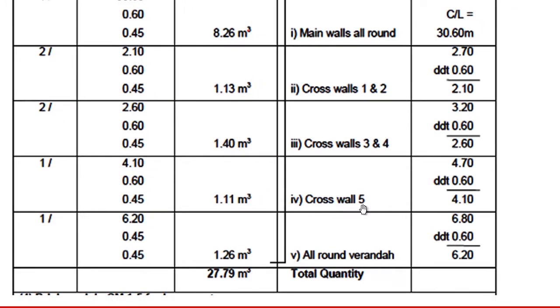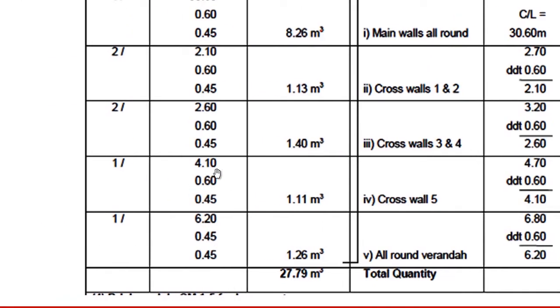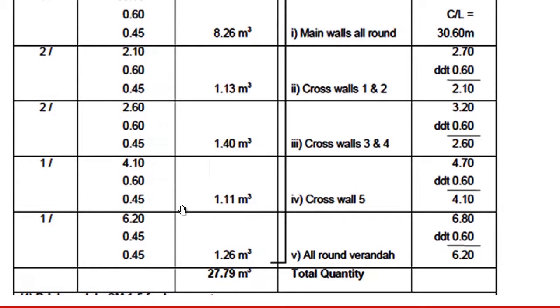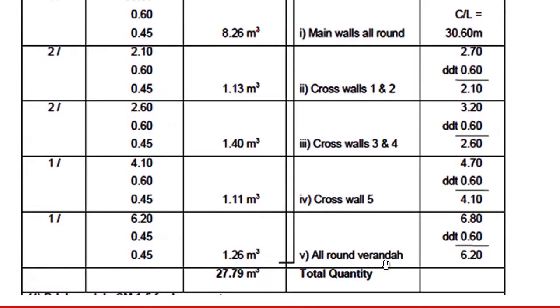Then move to cross wall 5. What is the center to center length of cross wall 5? Yes, 4.70 meter. Now we are deducting one breadth, 0.6. 4.70 minus 0.6, how much? 4.10 meter. Now we are writing 4.10 into 0.6 into 0.45. Multiplying 1 into 4.10 into 0.6 into 0.45, how much? 1.11 meter cube.